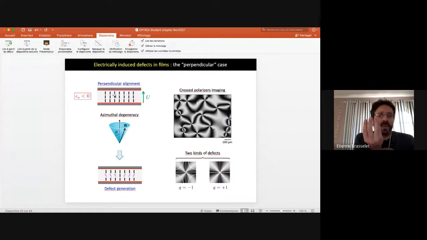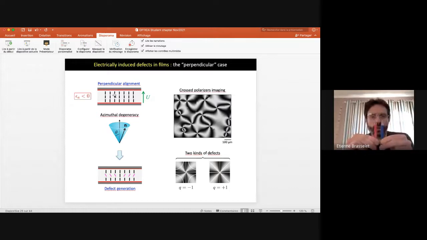And it's degenerate. When I say there is a degeneracy, it's because if you look from the top, what you see is this. You see all the molecular directions like this. Now you apply an electric field along this direction, and it's negative anisotropy, which means that when I apply the electric field, the molecules tend to be reoriented perpendicular to the electric field, which means like this.